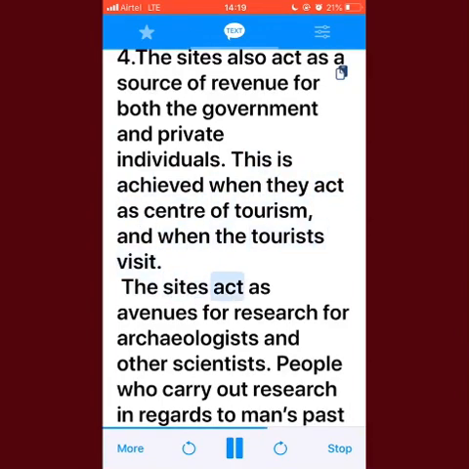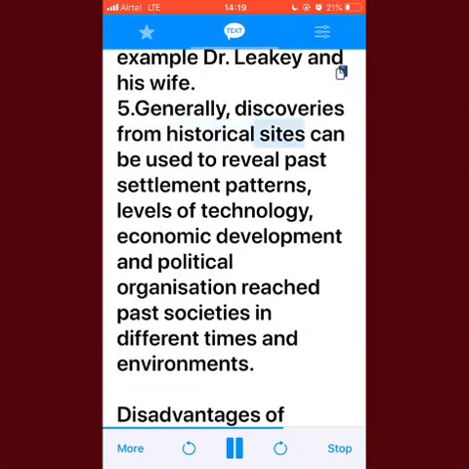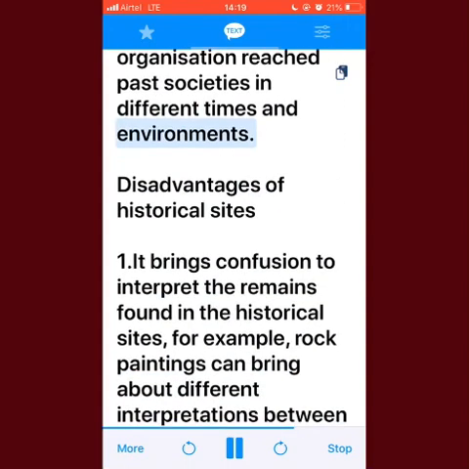The sites act as avenues for research for archaeologists and other scientists. People who carry out research in regards to man's past will use historical sites as their libraries and laboratories, for example Dr. Leakey and his wife. 5. Generally, discoveries from historical sites can be used to reveal past settlement patterns, levels of technology, economic development and political organization reached past societies in different times and environments.